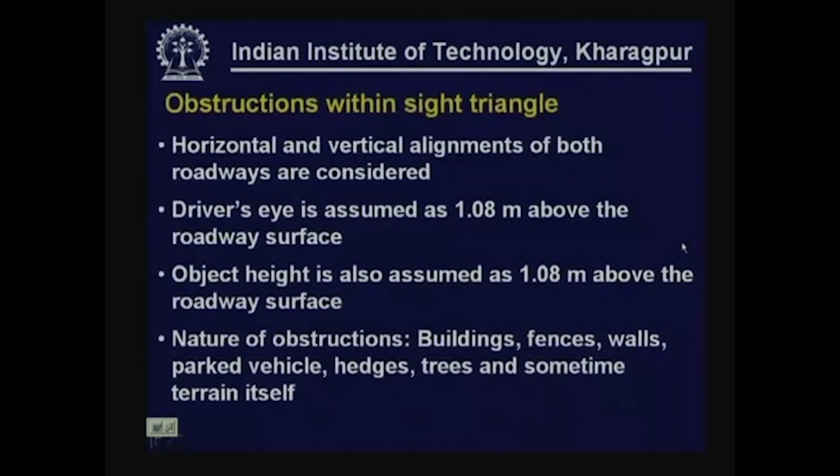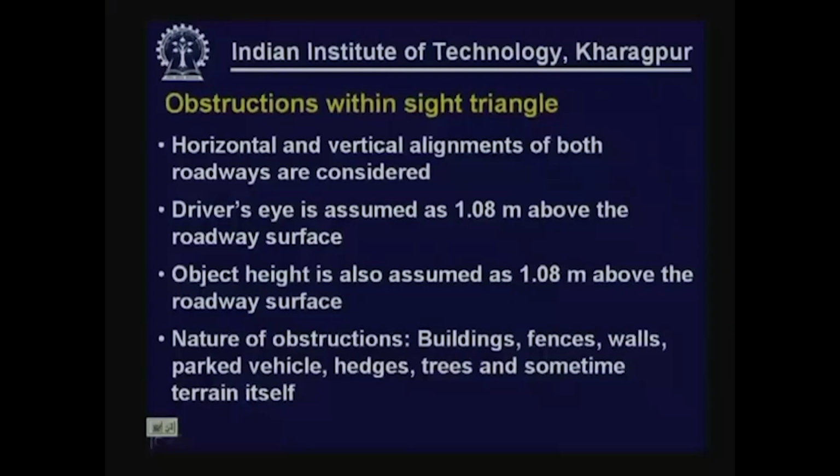Now, obstructions within the sight triangle. We know that sight triangles should be free from all types of obstruction for safe and efficient movement of traffic in the intersection area. While looking at the obstructions within the sight triangle, one must consider both horizontal and vertical alignments of both roadways.